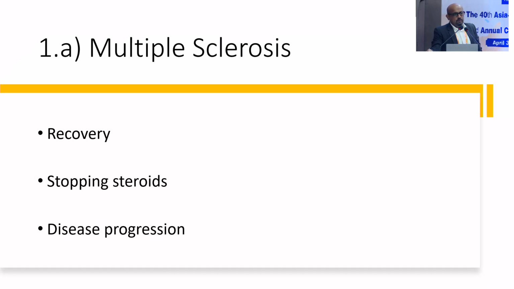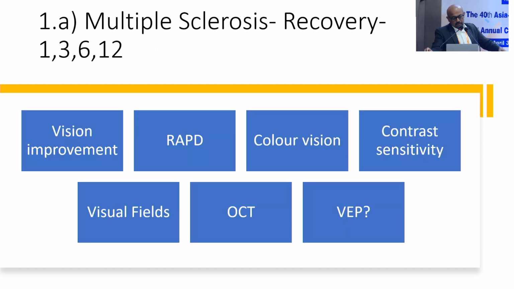So what are we looking for? We are looking for recovery. We are looking for what happens to the optic nerve disease process and the clinical picture when you stop steroids, and how and if at all there is a progression of the disease. So how do we get to all these three? These are the tests typically that we would do in a patient who had optic neuritis and who we are following up. So the first scenario in case of multiple sclerosis is what happened to vision.